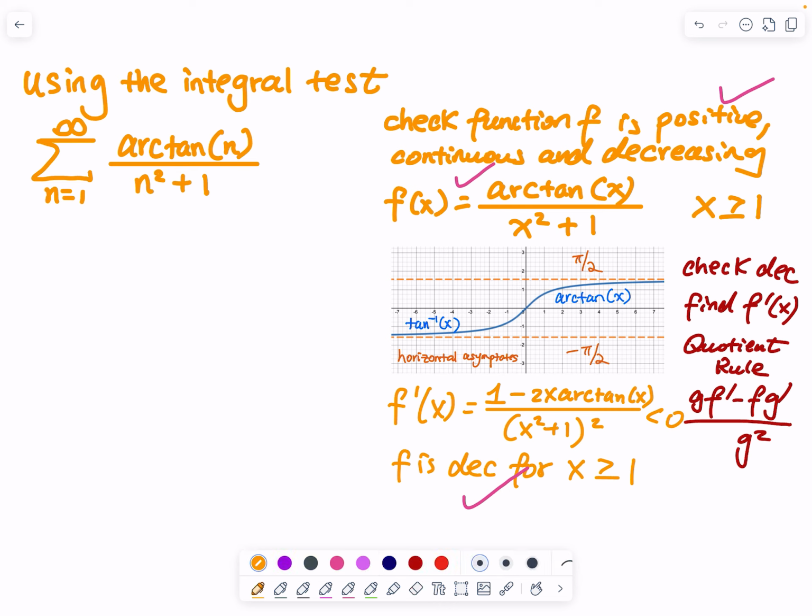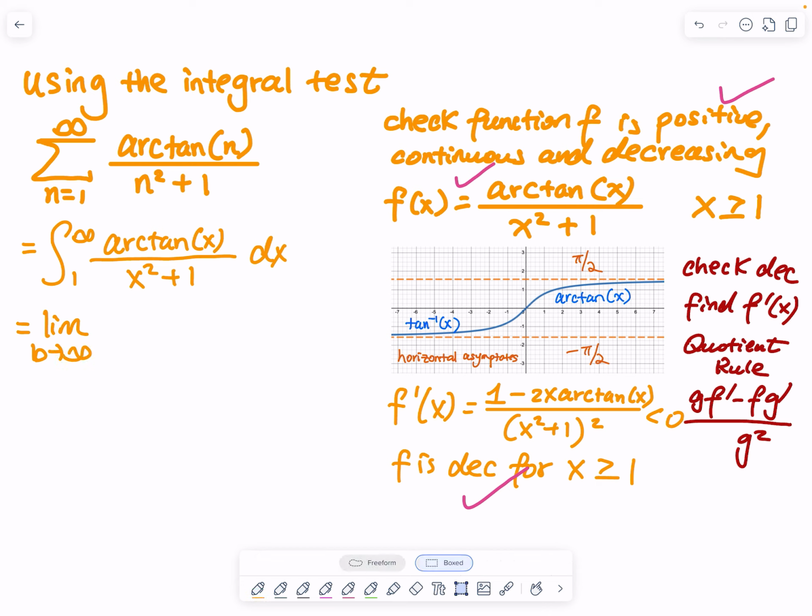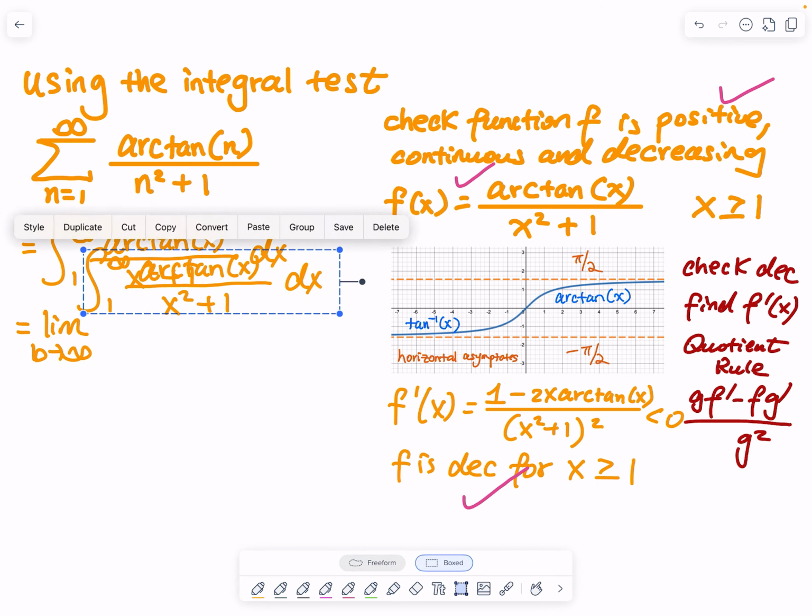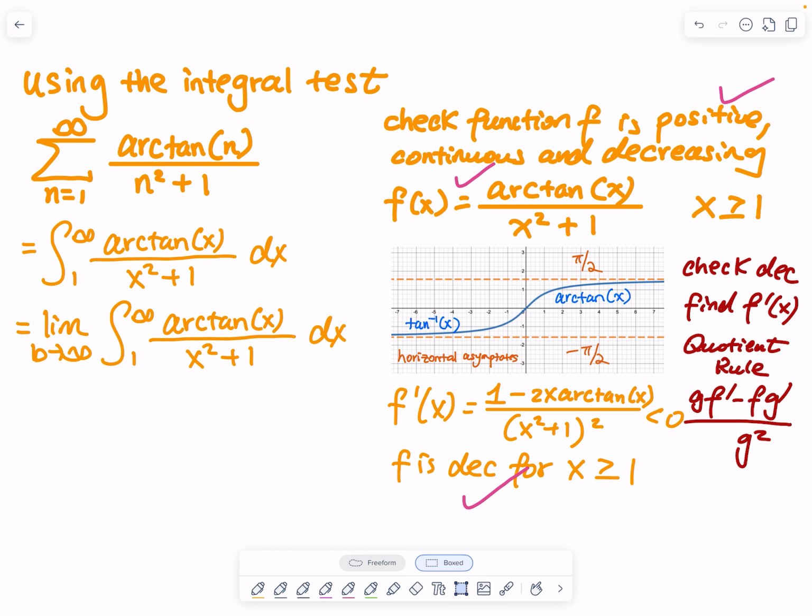Okay, let's do the integral test. That is equal to the integral from 1 to infinity of arctangent x divided by x squared plus 1 dx. For your presentation, you are responsible to write the limit, so you have the limit of the whole integral and the dx. All right, and this problem is a u substitution.